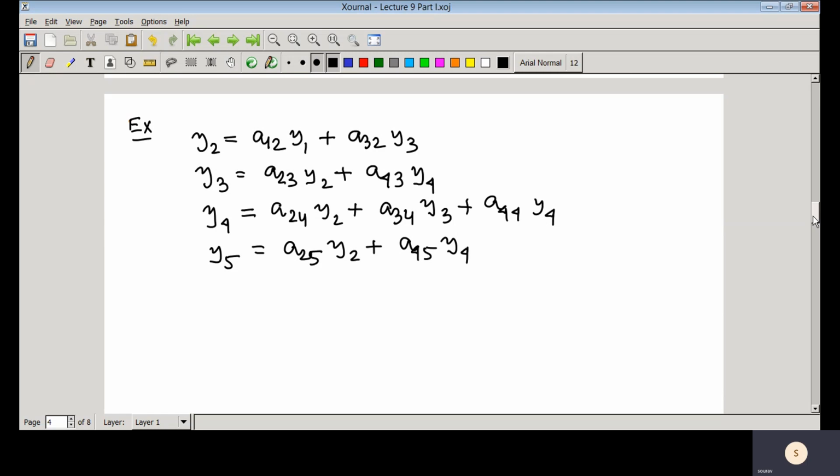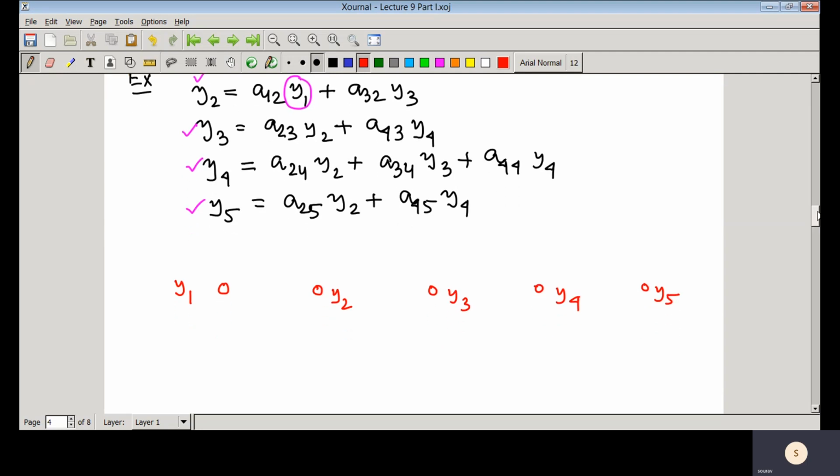So we can see how many variables are there. There are 5 variables, that is Y1, Y2, Y3, Y4 and Y5. So let us put these 5 variables: this is Y1, this is Y2, and this is Y3, Y4, and Y5. So these are the 5 nodes.